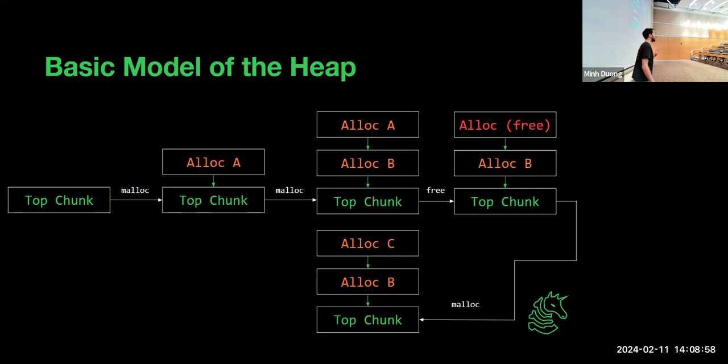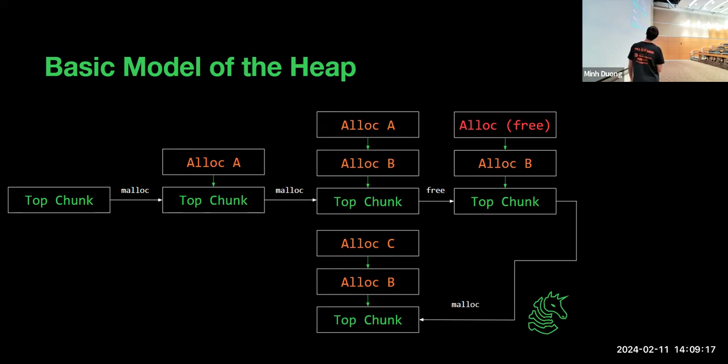So the basic model of the heap is actually quite simple. There's this idea of the top chunk. Your program will immediately reserve like 3 or 4 kilobytes of memory just to have ready to be used for allocations. And so when you call malloc, it will break off a bit of that top chunk to create your first allocation.